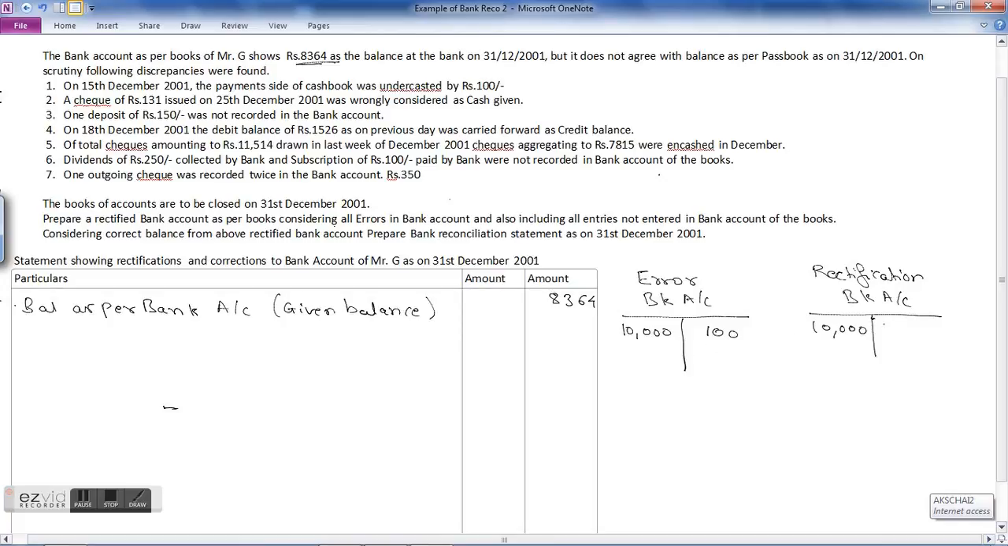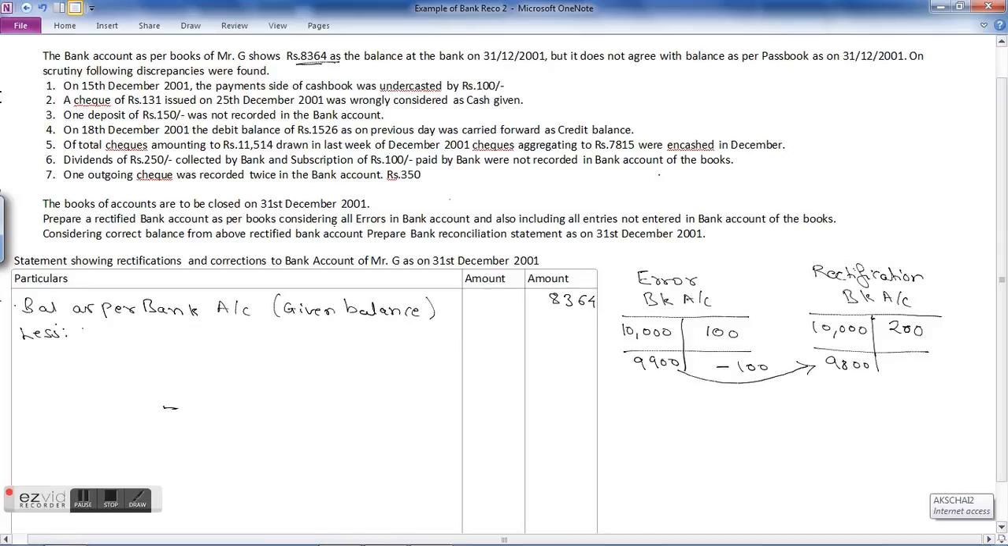Okay, and the rectification should be, instead of 100, 200 should be recorded. So now because of this, what has happened is balance is 9,900. Now here the balance is how much? 9,800. So since you have to rectify, what you have to do is, from current balance you have to reduce rupees 100.